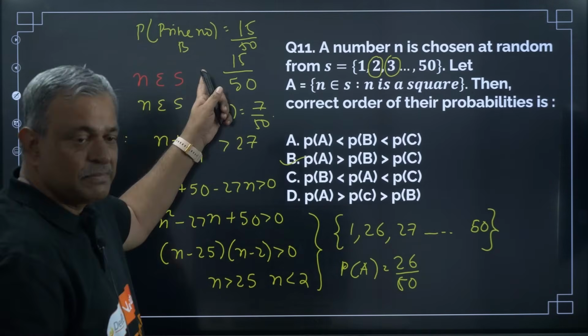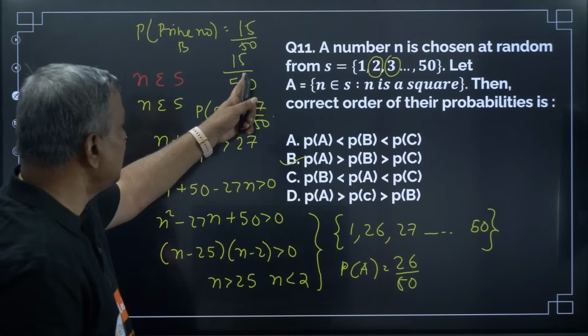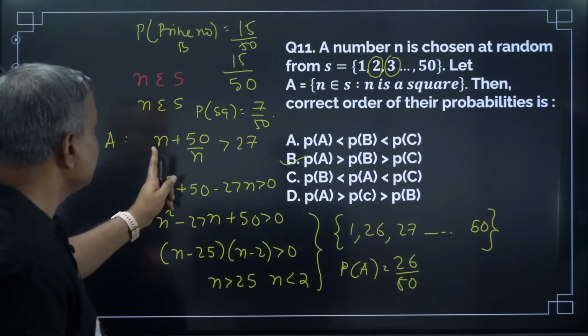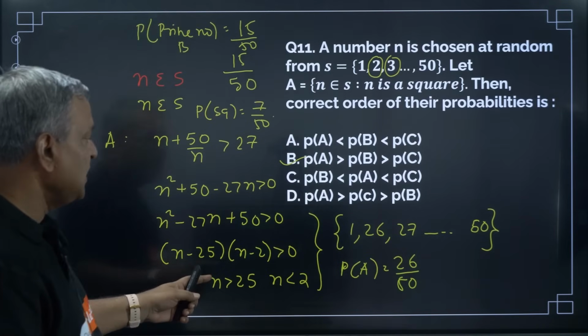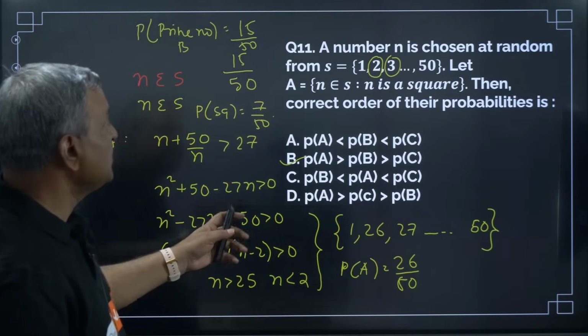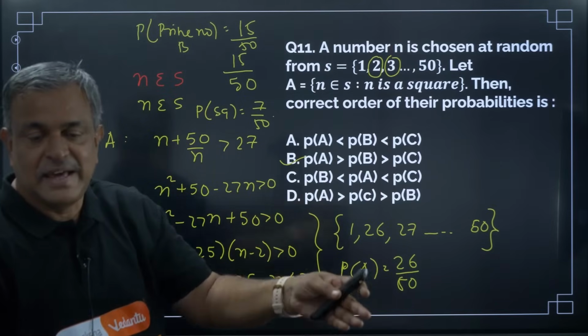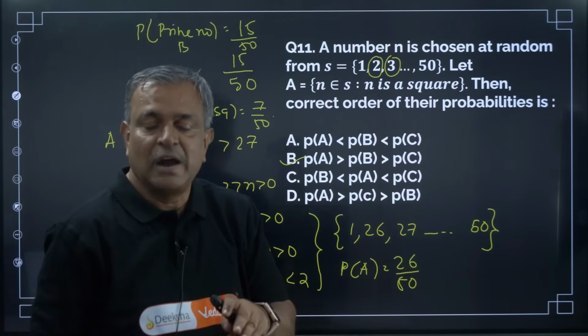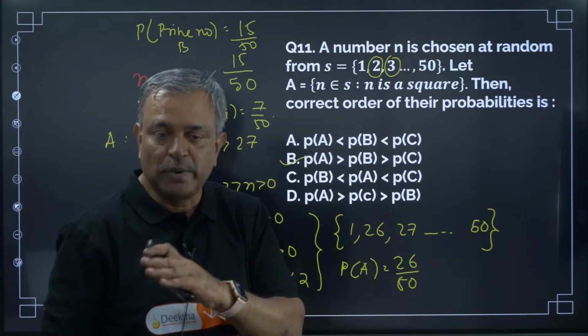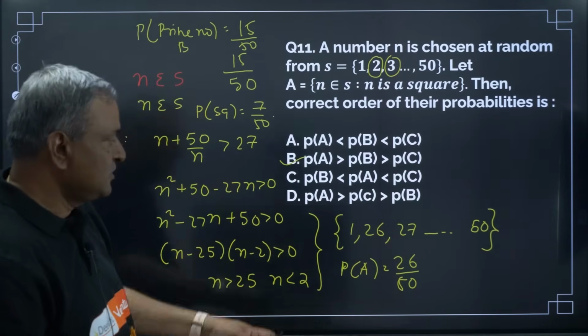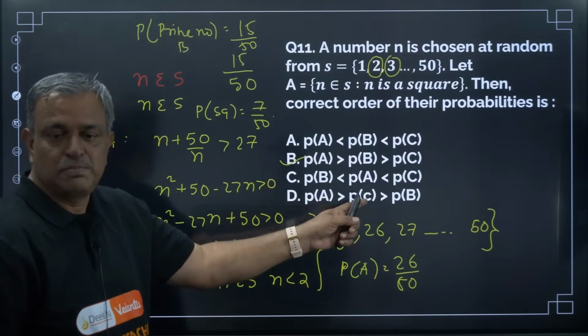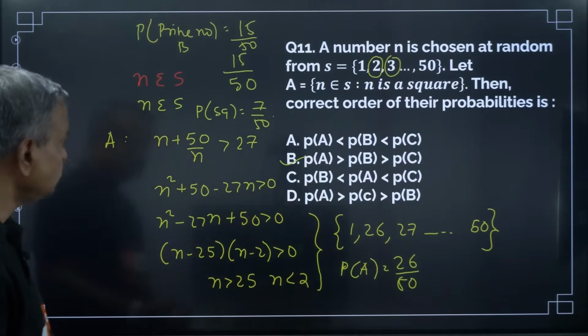Now what was P of B? P of B is the prime numbers. There are 15 prime numbers, so 15 by 50 will be there. And what is P of C? P of C is nothing but the square of a number: 1, 4, 9, 16, 25, like that. How many are there? 7. So P of A is greater than P of B is greater than P of C.